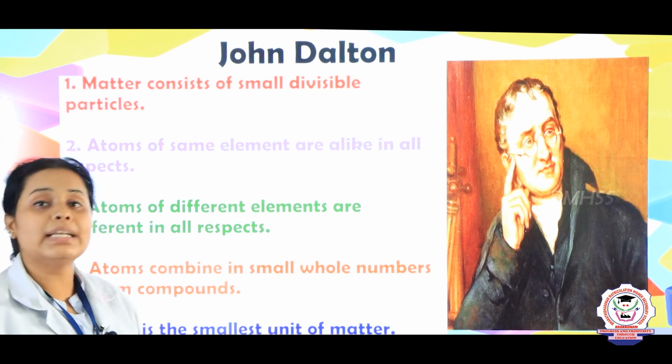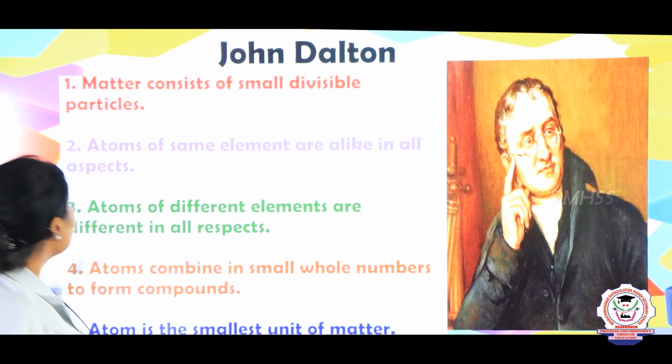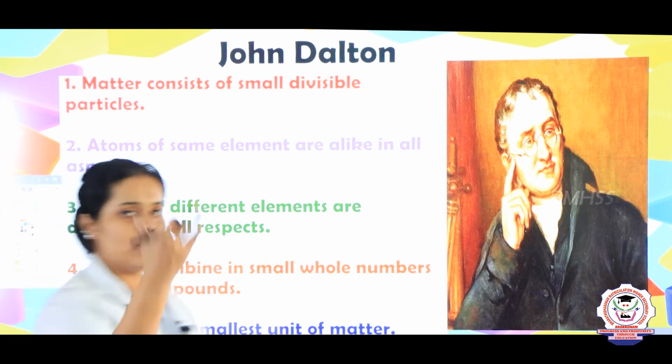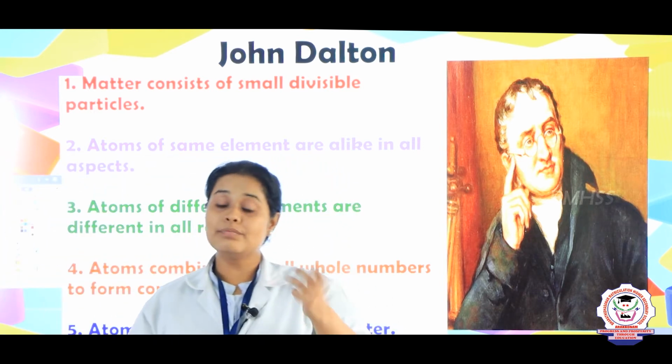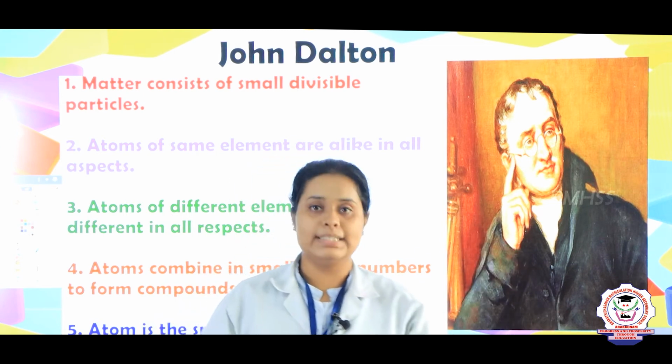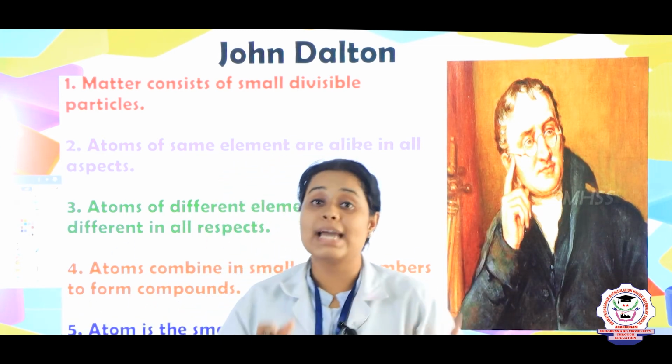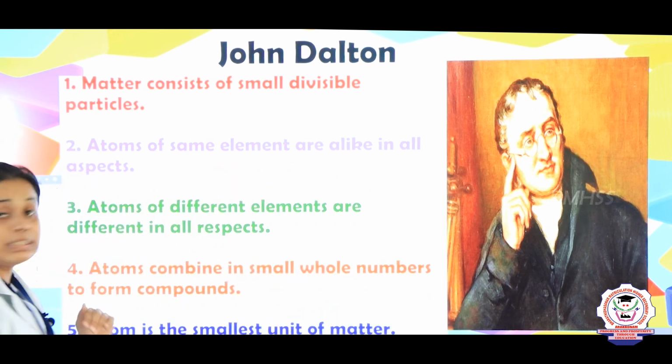You cannot divide the atom. Then, atoms of the same element are alike in all aspects. That is, if you are taking one kind of atom, that atom will be similar to the atom of its own kind. In the same way, if there are two different atoms, they will be entirely different. That is covering the third point.